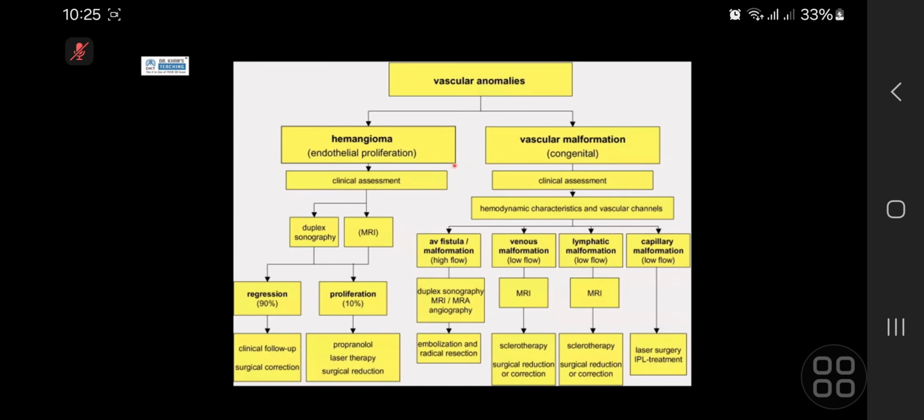So this is the way I think about it. I think there's an ISSVA classification from 2014, but for vascular anomalies, if you're not sure what it is, that's the umbrella term. Then you can subdivide it into hemangioma or vascular malformation. Hemangioma, again, is more tumor-like, and vascular malformation is a more ill-defined area of dysplastic vessels.